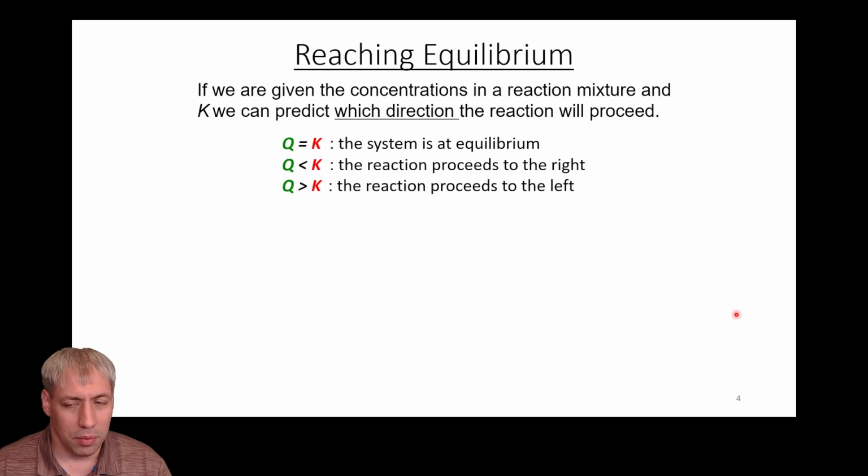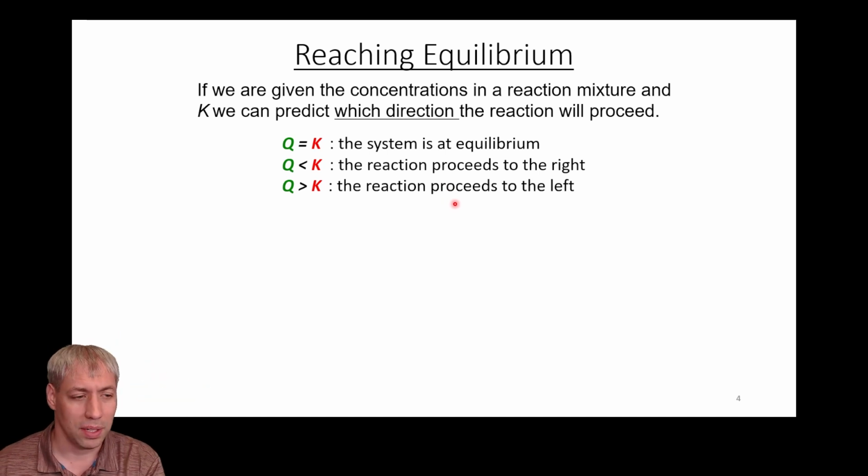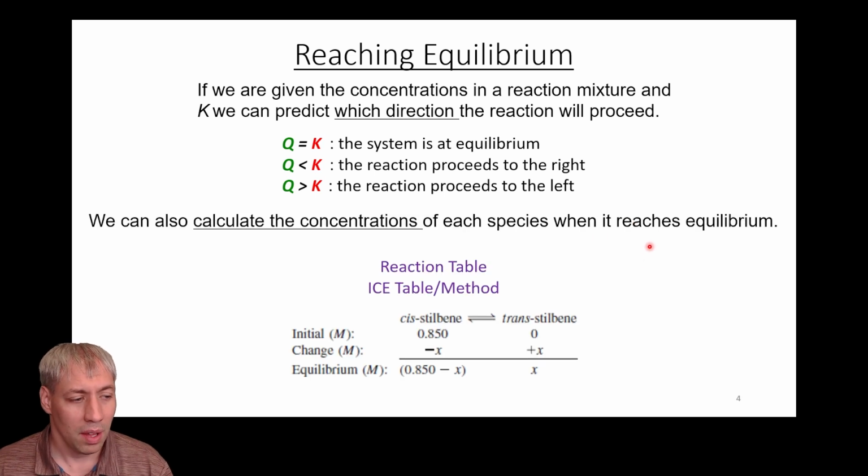We've had this discussion about the values of Q and K. When Q is equal to K, the system is at equilibrium. Q is less than K, the reaction proceeds right: there are not enough products, so there needs to be more products. Q is greater than K, it proceeds left: there are too many products and not enough reactants. We talked about Le Chatelier's principle and perturbing this system so it returns to the equilibrium constant.